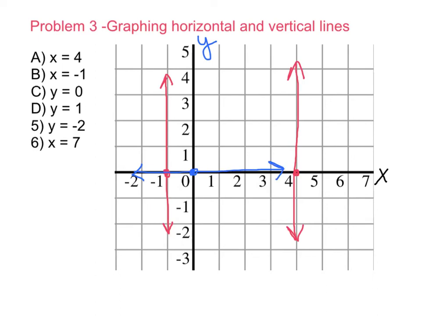D, y equals 1. It's going to go through 1 on the y-axis because y equals 1. Y is always going to be 1. And lastly, number 6, x equals 7. Here's x, here's 7. A vertical line through 7 on the x-axis.